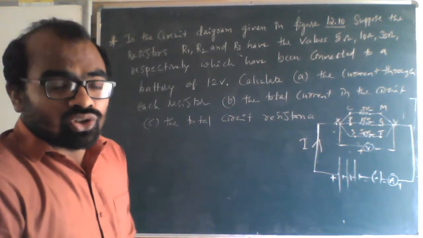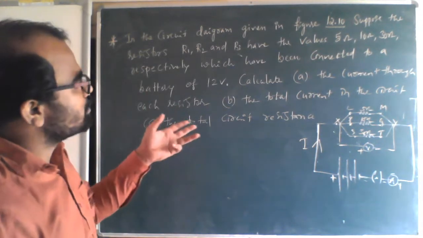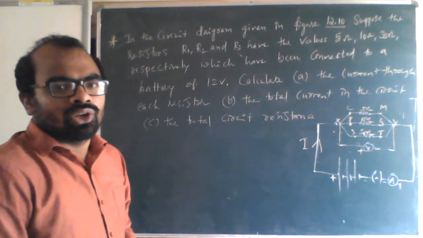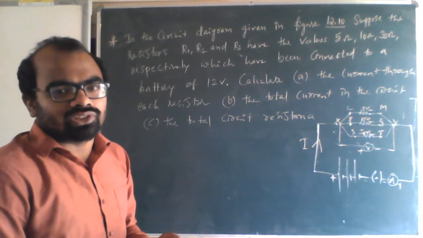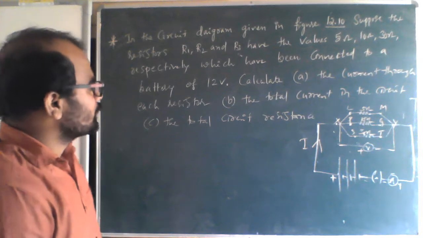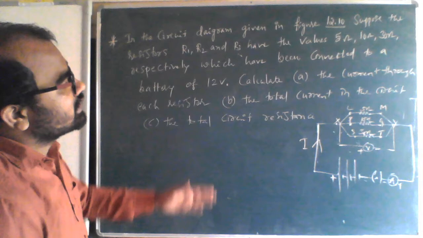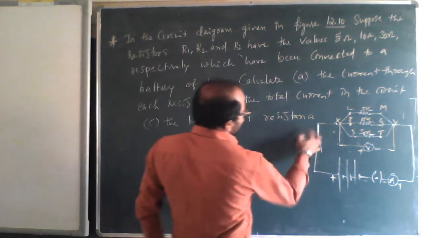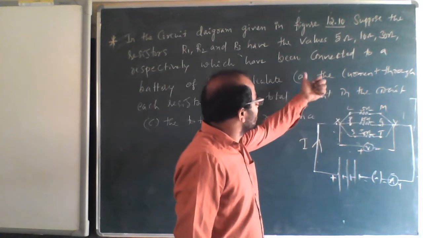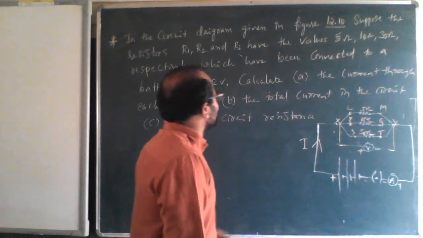So what you need to find out? Calculate the current through the resistor. That means you have to find out I1, I2, I3. With 5 ohm, what is my I1? With 10 ohm, what is my I2? And with 30 ohm, what is my I3? Then you need to find out the total current in the circuit, that is I. We found I1, I2, I3 in the first question. Just add them, you will get I.